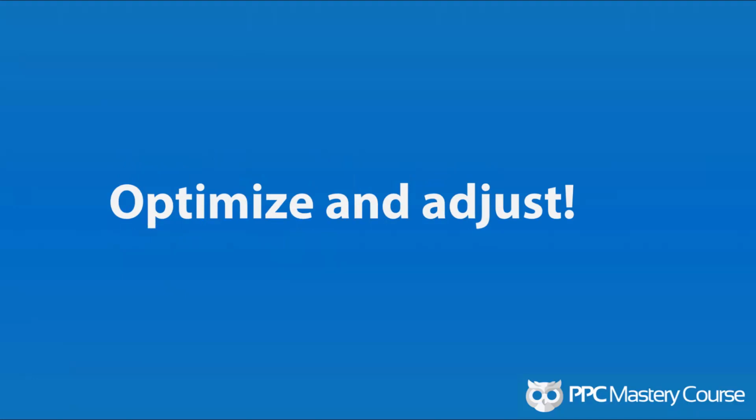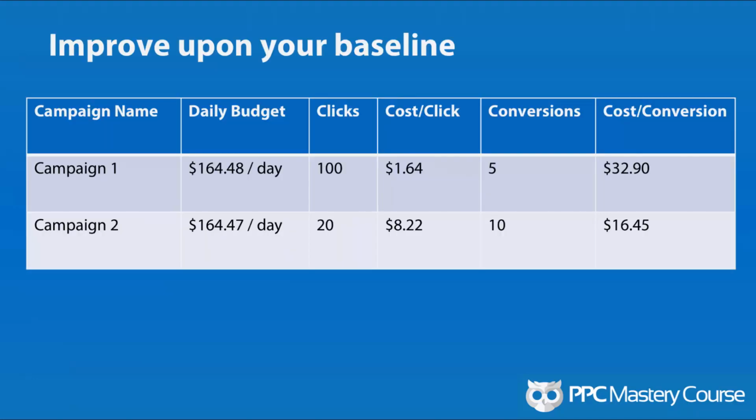You need to make optimizations and adjustments along the way in order to get better results out of the hand that you're dealt. Now, it's not always going to be perfect, but as long as you have tweaks that you can make, as long as there's improvements to be made, you are going to see the results get better and better. Now, let's talk about how do we improve the baseline here of our 2 campaigns.